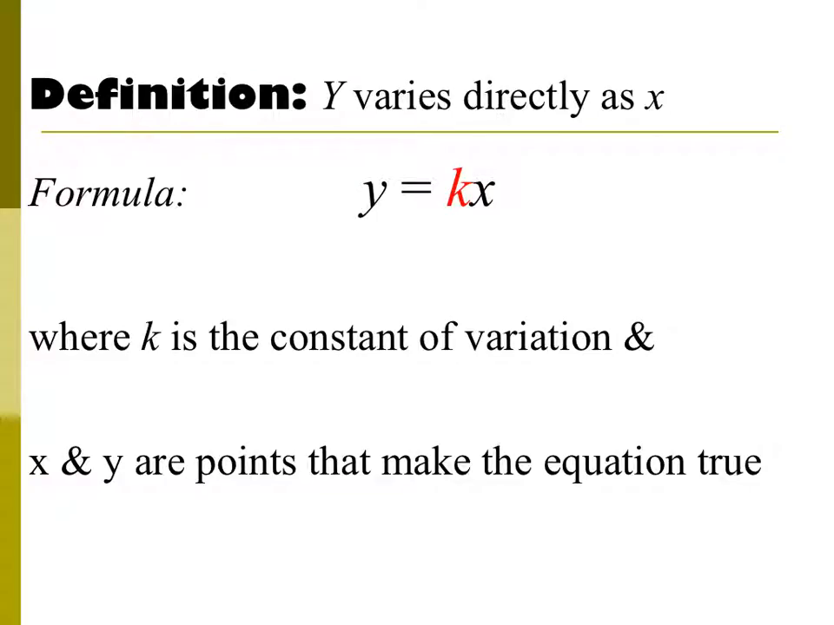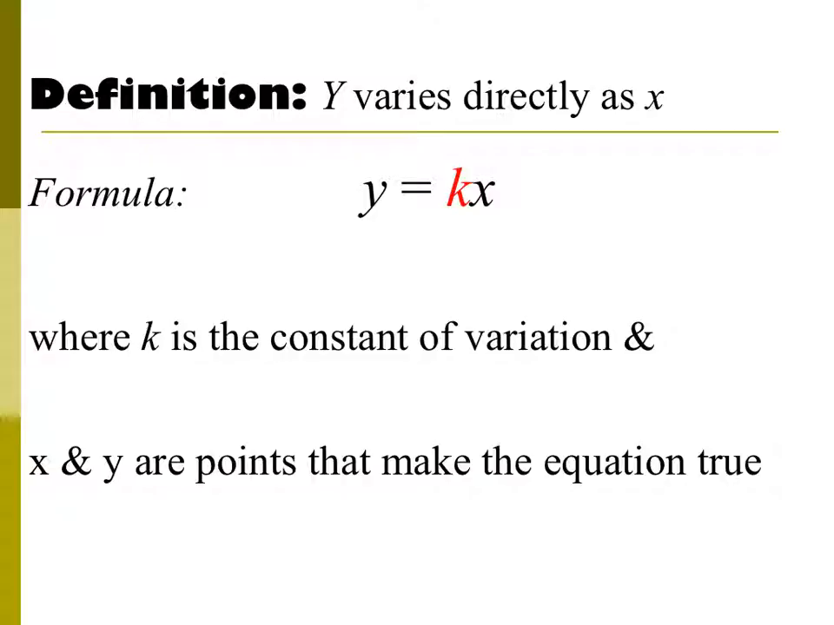Alright, so the definition of direct variation is where y varies directly as x, and that'll start to make a little bit more sense, so let's just jump into the formula. The formula is y equals kx, and k is your constant of variation, and then x and y are considered points of your equation that would make it true.